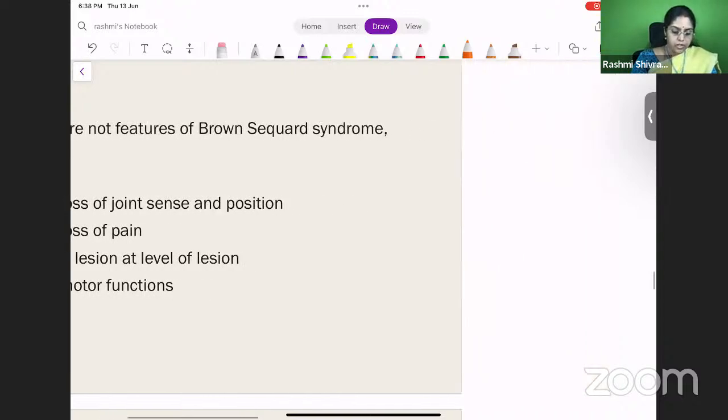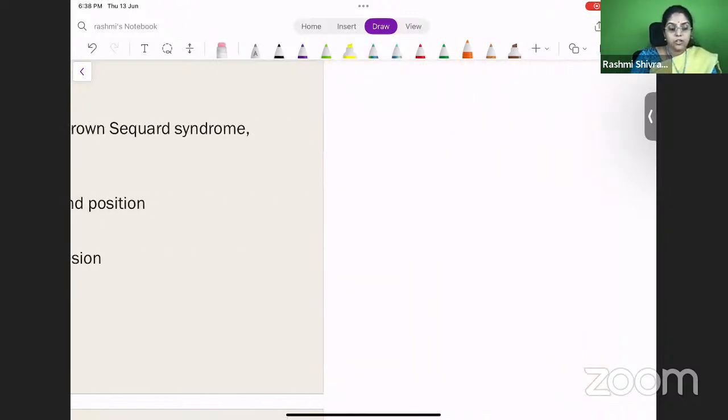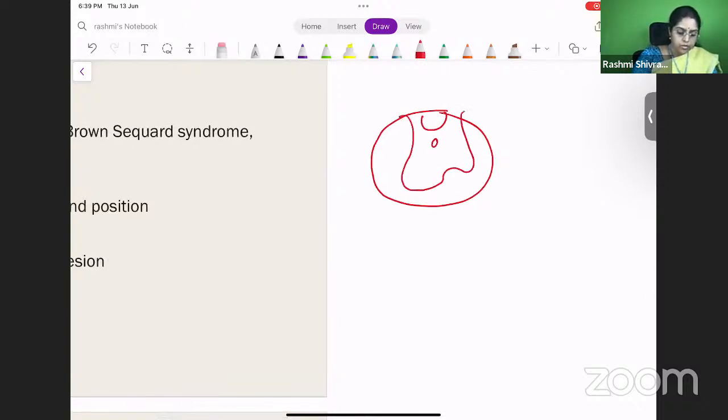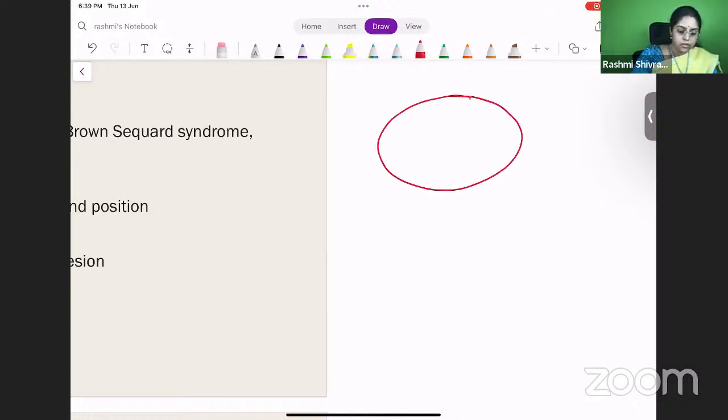So let us see what the spinal cord has. You have a spinal cord here, and the aqueduct. I'll just draw it again, with some beautification. Okay, so what happens? This part will be lost. This entire half is lost for this patient.